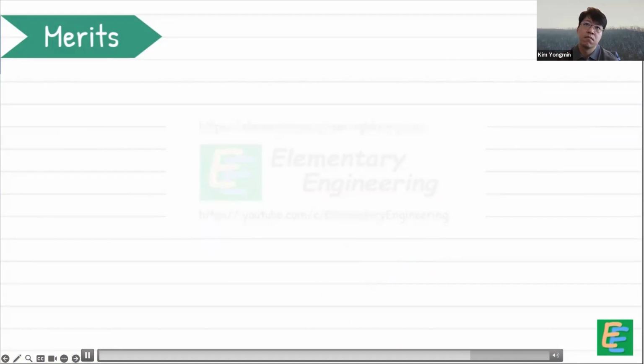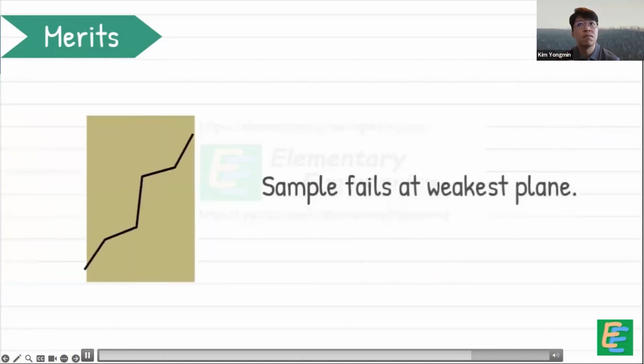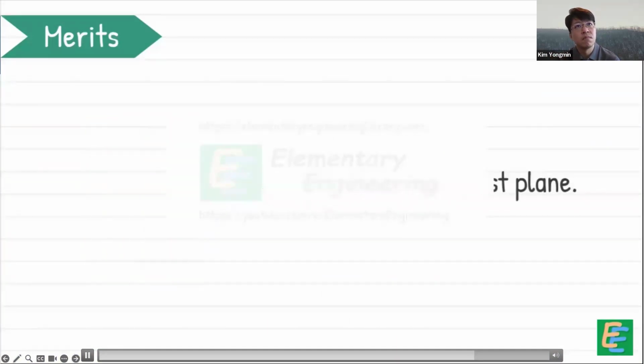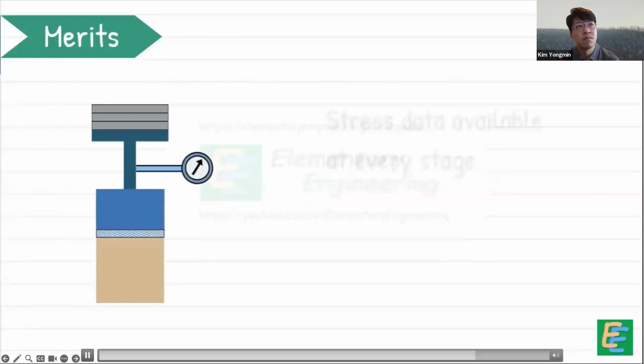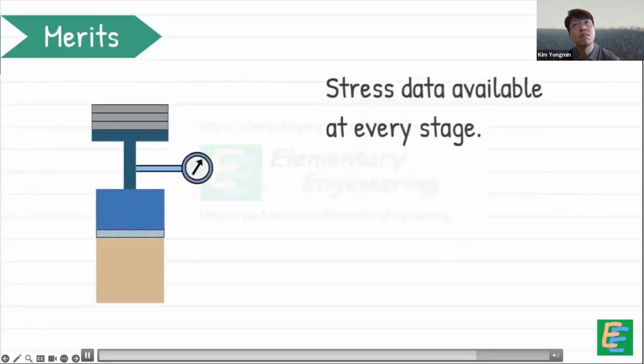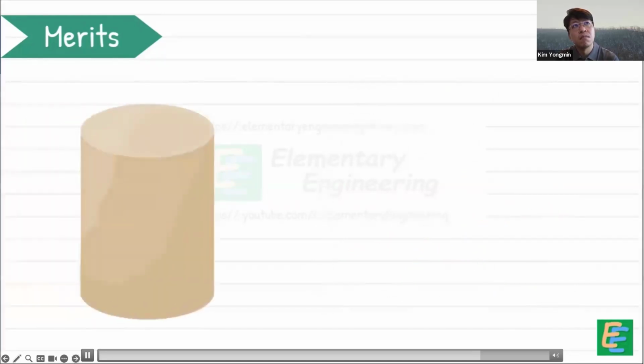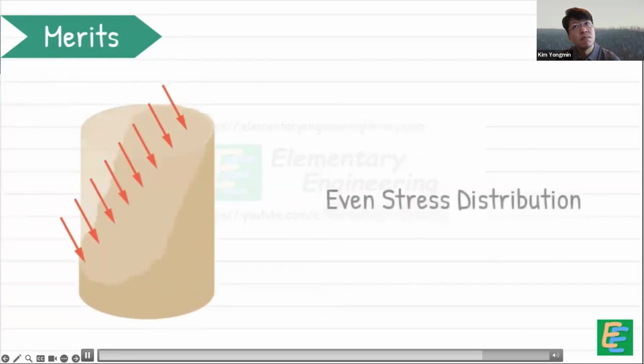Then, in the triaxial test, the sample can fail along its weakest plane, ensuring a natural failure mode. Then, because we track the stress state at every stage leading up to the failure, we can plot a Mohr circle for any shear stage. Next, in the test, the stress distribution across the failure plane is evenly distributed.